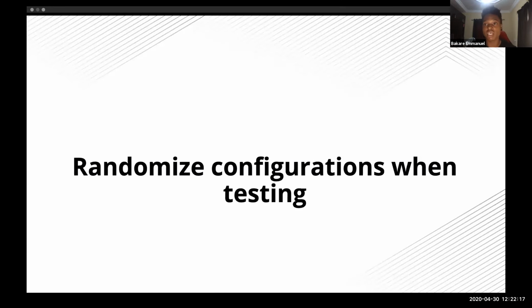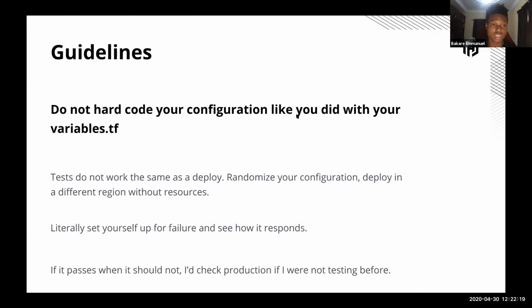You should also randomize configurations when testing, because you don't want to hard code things. You don't want your production environment variables always staying somewhere and then you go test staging and it doesn't work. So you should always make sure you change those variables, make sure they're not static, and ensure you have configurations that you can specify as you move along different environments.